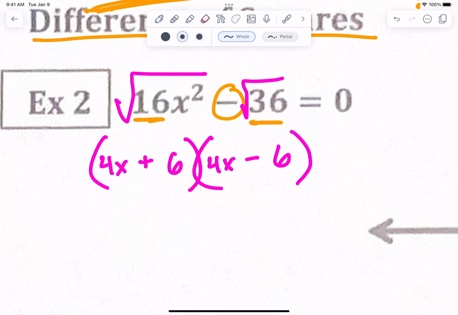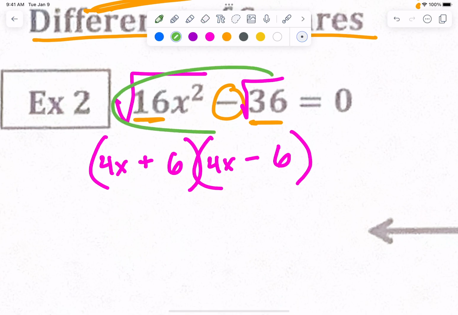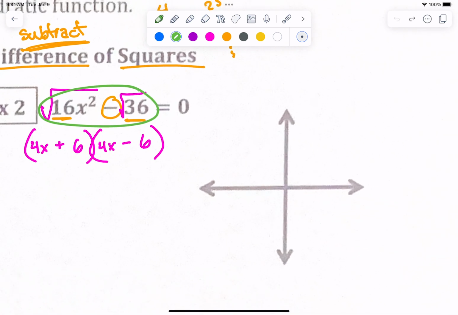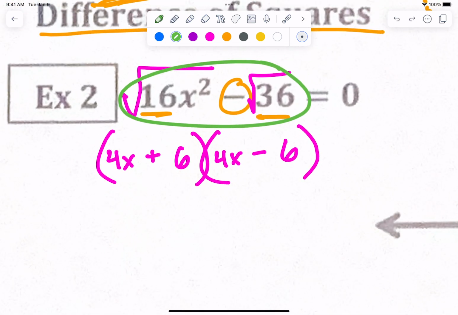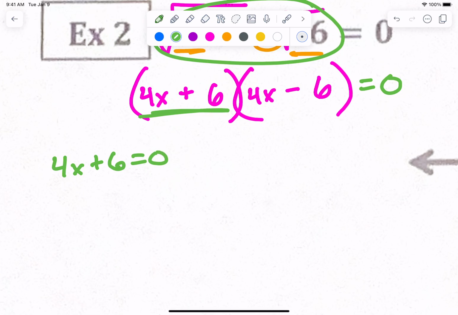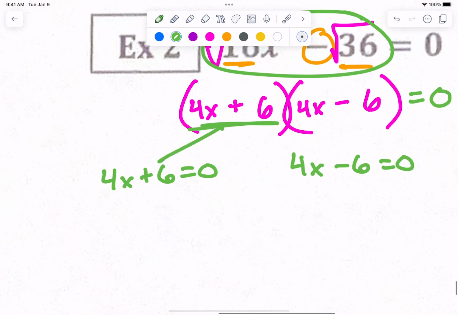Okay, now we're going to take it one step further though, because this right here is a quadratic function, which means it's a parabola, right? And we're going to graph it and figure out what it looks like. But now that I have it factored down, we still have it equal 0. Which means that I take this chunk and I say 4x plus 6 equals 0. That's the first chunk. And then I say 4x minus 6 equals 0. I'm just taking each of the pieces and separating them and setting them equal to 0. That's the way it works, right?